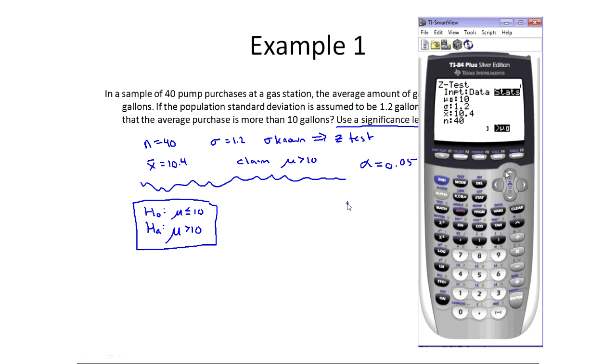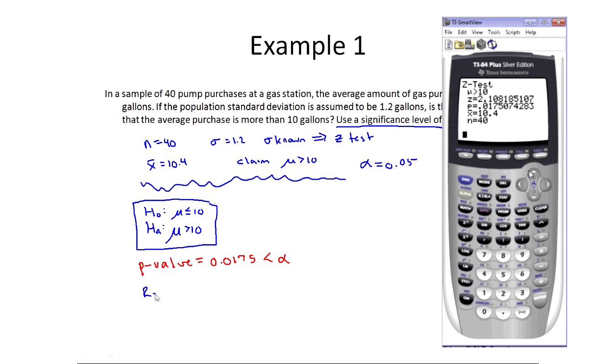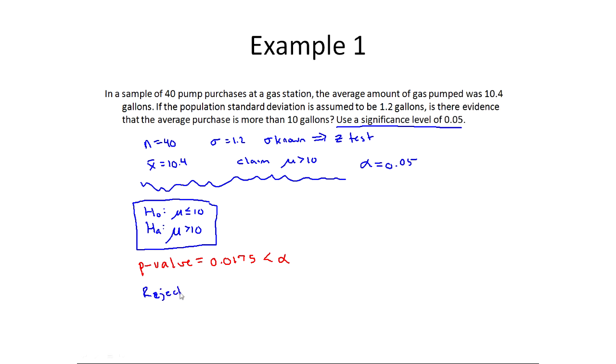So I calculate this p-value, and I find that the p-value is 0.0175. Comparing this to alpha, this is definitely smaller than alpha. And so that means my decision is to reject H naught.